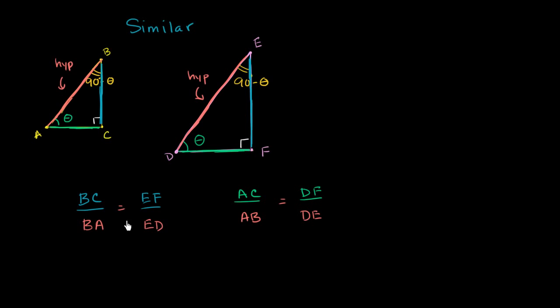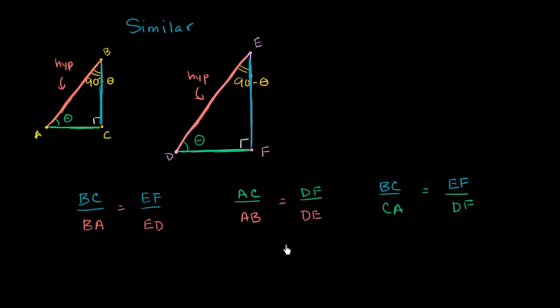Or we could keep going, but I'll just do another one. Or we could say that the ratio of this side right over here, this blue side to the green side, so of this triangle, BC, the length of BC over CA is going to be the same as the ratio between these two corresponding sides, the blue over the green. EF over DF.